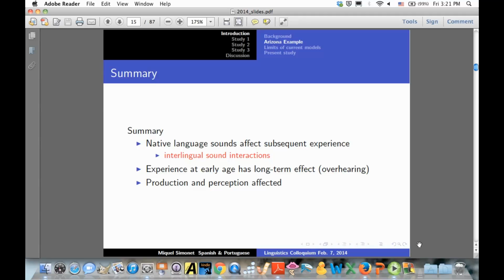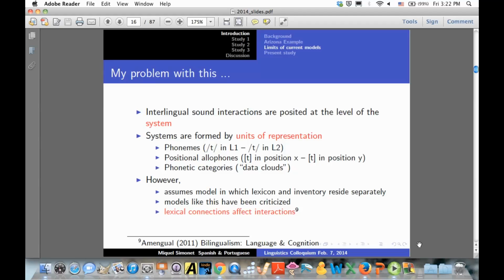But let me tell you what my problems are with this. And not specifically this research, but the models that try to explain second language phonetics or interlingual interactions. And this is my problem. All of these models posit that interactions are developed at the level of the system. So there are always interactions between phonemes, allophones, something that is devoid of lexical context, so that you could just draw these interactions on an inventory table, a table of phonemes or table of allophones. That would be enough. You don't need access to anything else, and that's how they are explained.